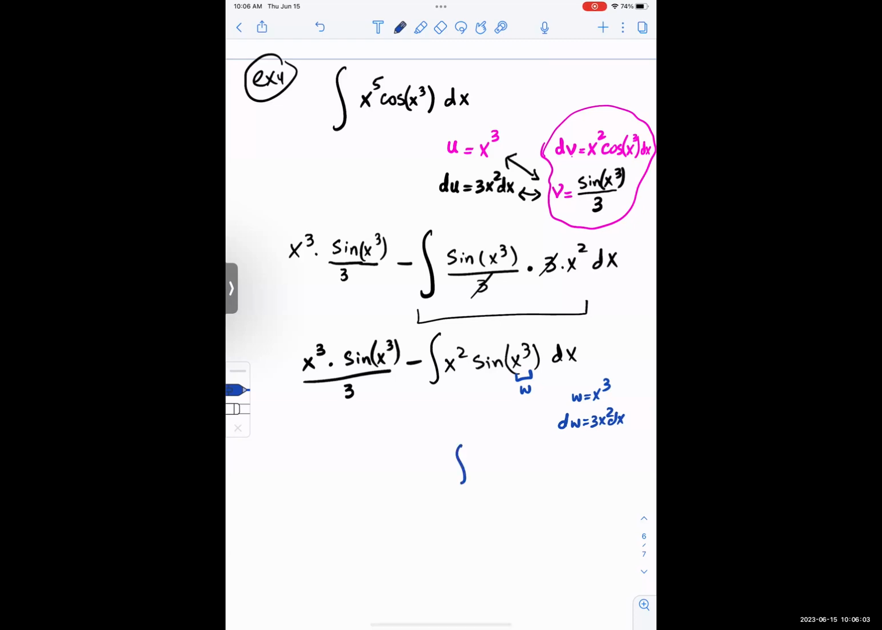And then you would go with the integral of 1/3 sine w. Instead of x squared dx, I'm going to put dw. And then the antiderivative of sine is negative cosine. So negative 1/3 cosine w, where w is x cubed.